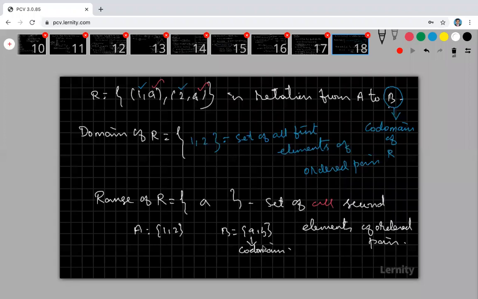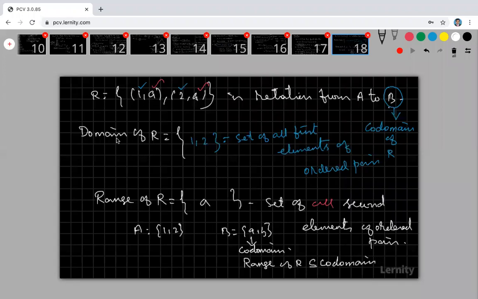Okay, now look at that. My range is a subset of this codomain. Look at that, my range is A alone, but my codomain has A and B. My range of R is always a subset of the codomain. Sometimes it may be equal also, but most of the time it is a subset. So my range is a subset of this codomain.